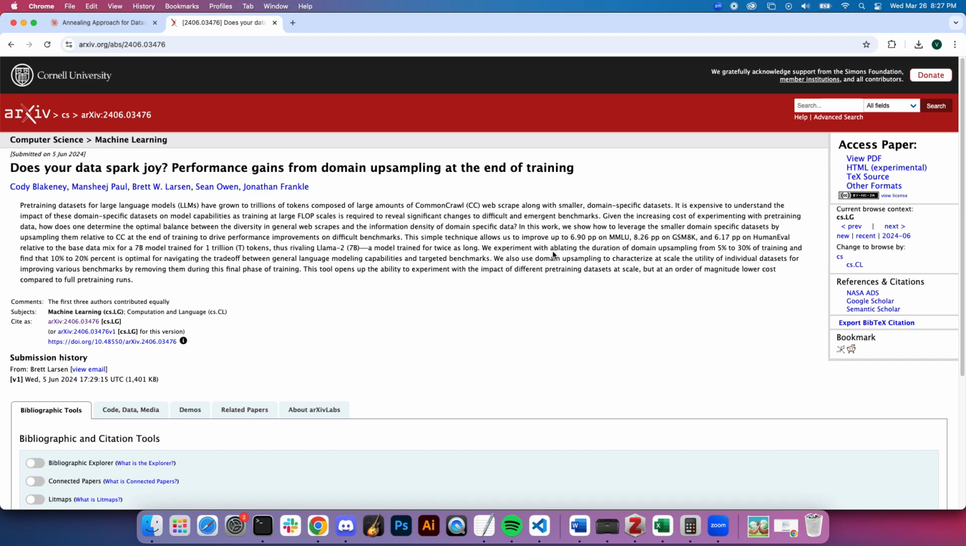We experiment with ablating the duration of domain upsampling from 5 to 30% of training. Okay, so if you were doing a million tokens, or I guess let's just say 100 tokens, you would go from 5 to 30 tokens. And they find that 10 to 20% is optimal. All right, we're not going to look too much into that, but I wanted to take a peek.